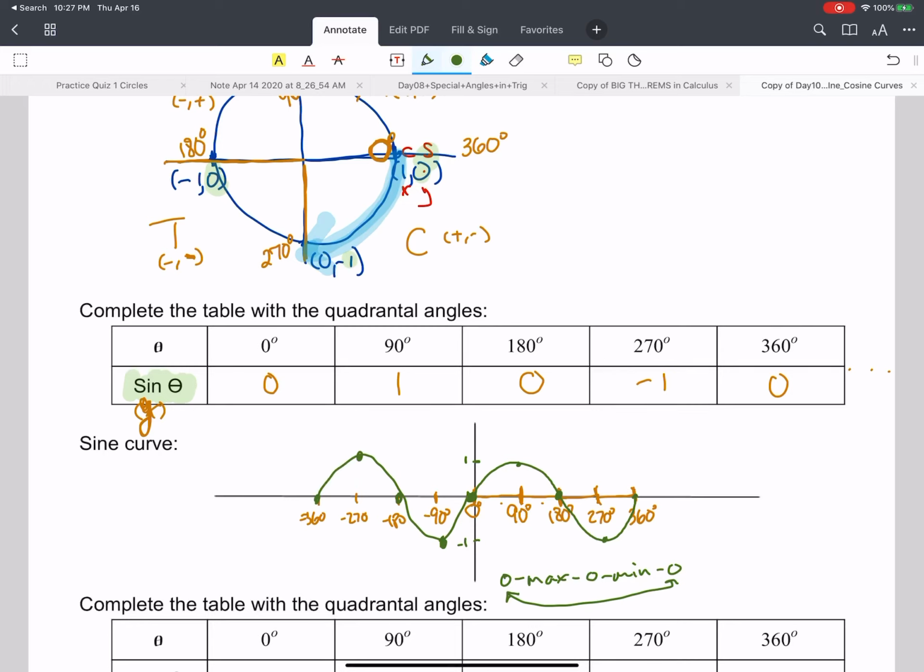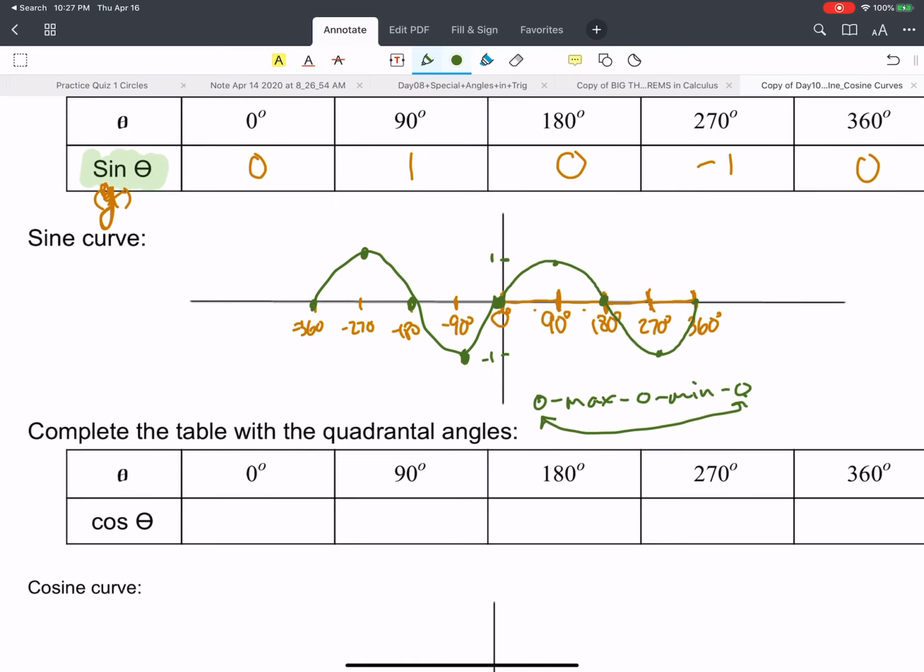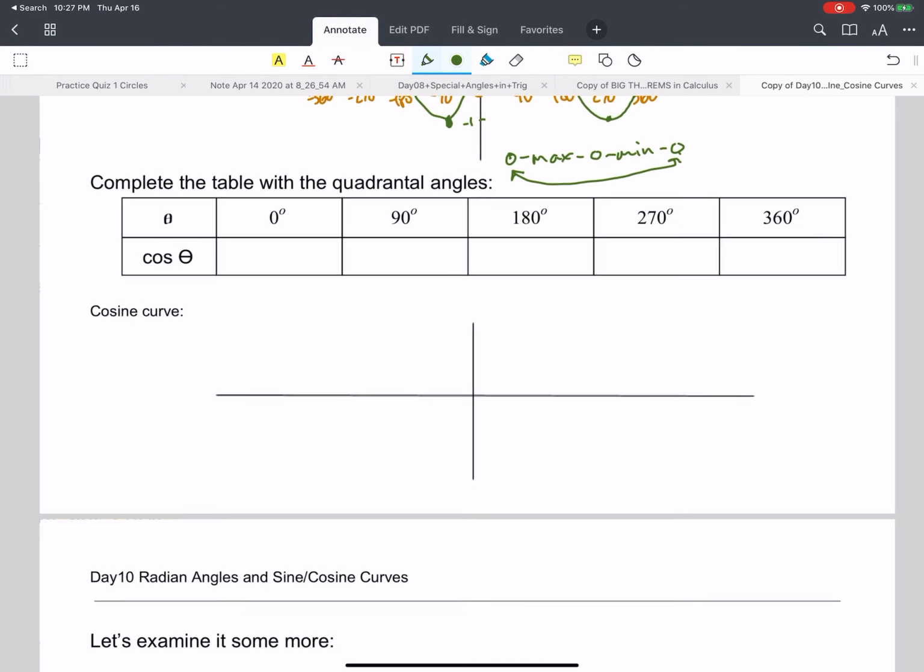That's your sine curve. I know it's a sine curve because it starts with O and ends with O. Oh, sine, O, sine, O. Sine, O is O, max, O, min, O, whatever. Remember it. Let's move on.